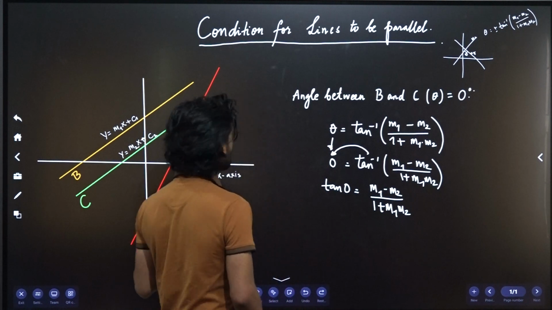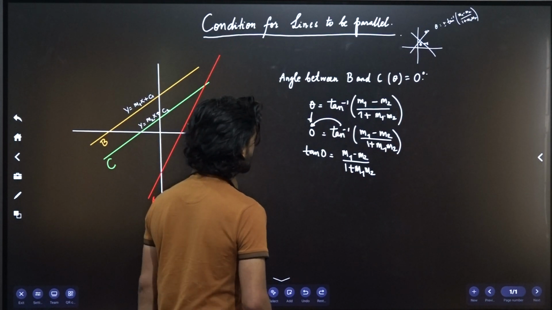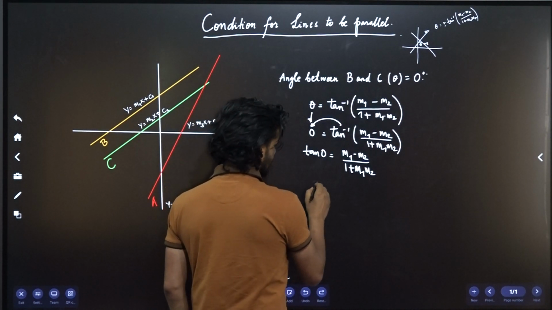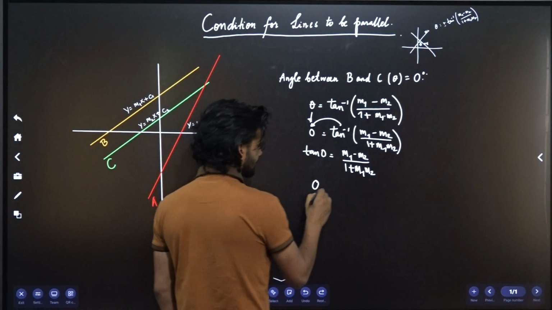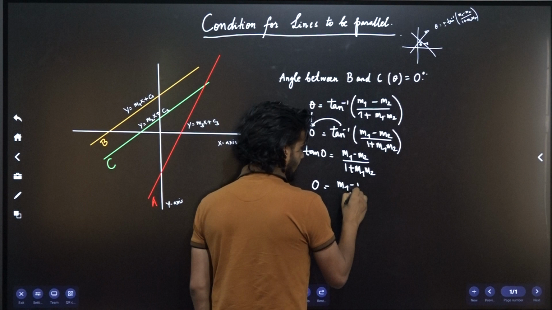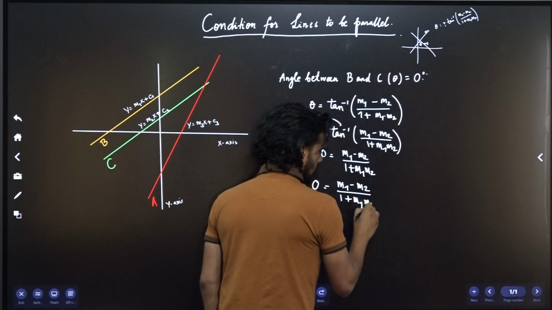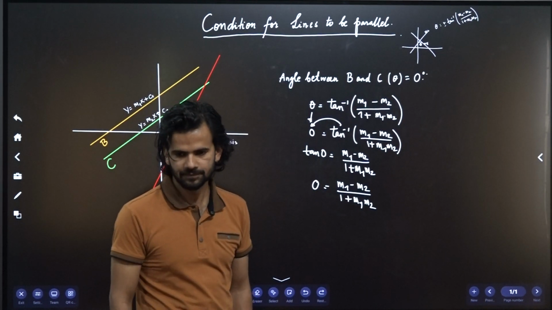Is this clear to all of you? Yes. What is tan 0? Well, you should know the value. It equals (M1 minus M2) divided by (1 plus M1 M2). What can be done further?